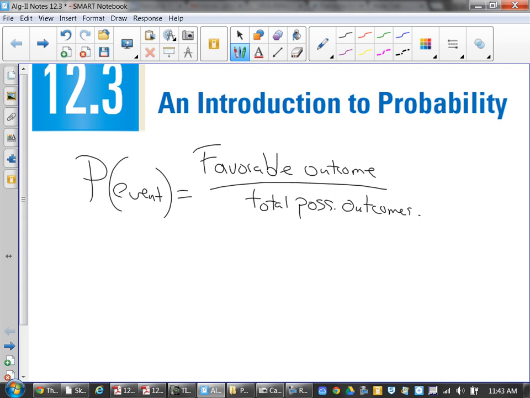Like the whole idea of buttered toast falls face down. I think they did that. So it's along those lines, all right?